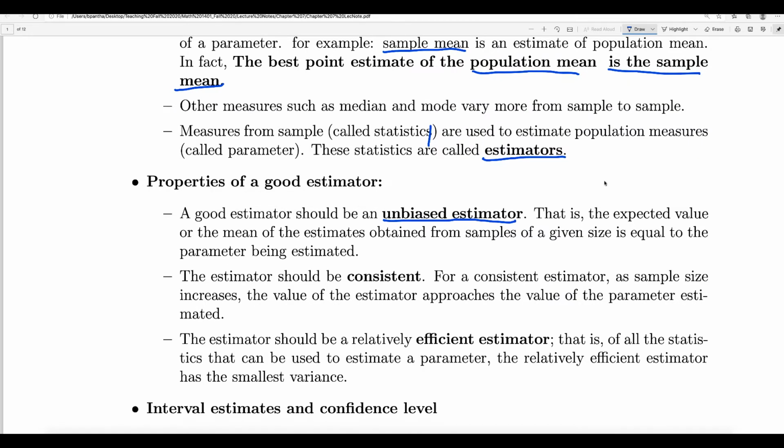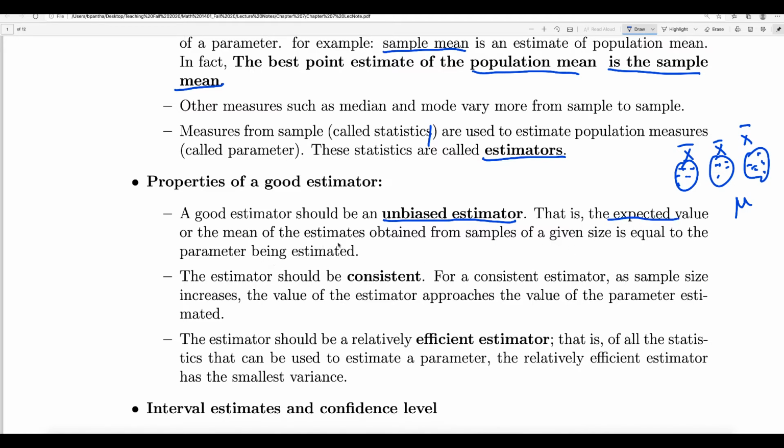You pick one sample and find the mean. You pick another sample, find the mean. You pick another sample, find the mean, and so on. So you find the mean from here, here, and here, and you find the mean of the means. If the mean of the means is equal to the population mean mu, then that is called an unbiased estimator. Otherwise it is called biased. The expected value is basically the mean or the average.